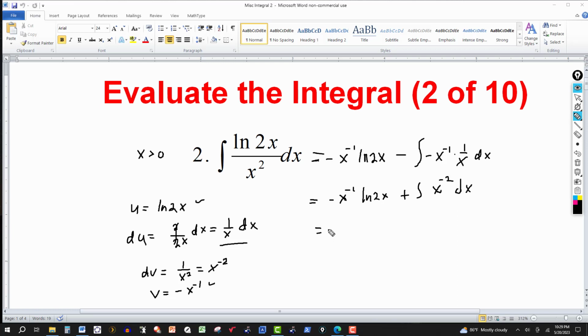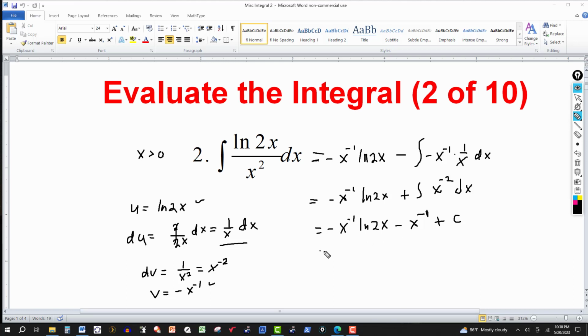So again, this is equal to minus x to the negative 1 ln of 2x. And then we integrate this one. Again, general power rule for integrals, add 1 to the exponent there. That'll give me x to the negative 1. And we divide the coefficient by negative 1. That'll make this a minus here. And this will be plus the constant of integration. And that's pretty much it there.